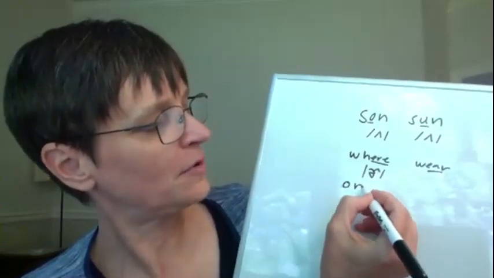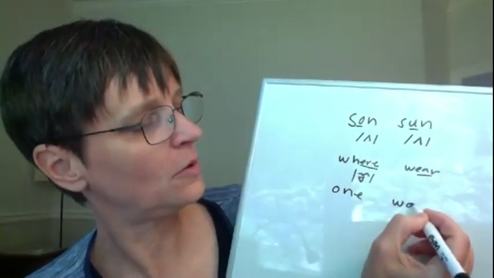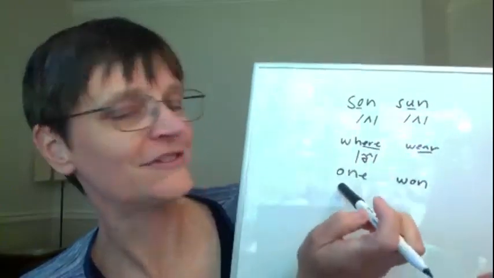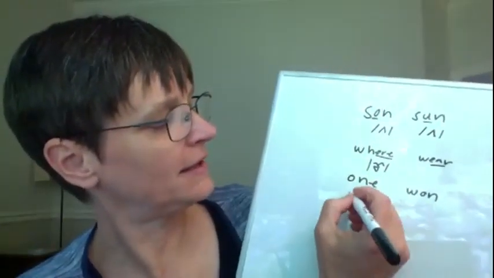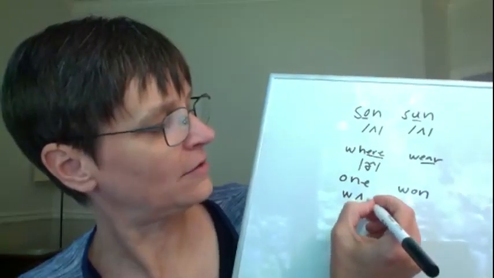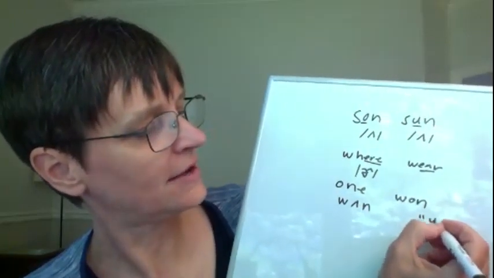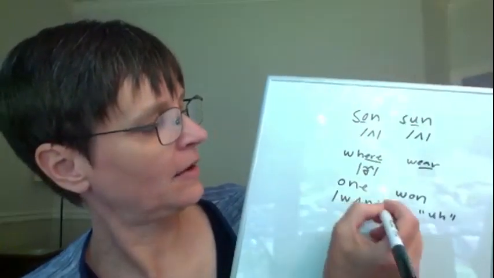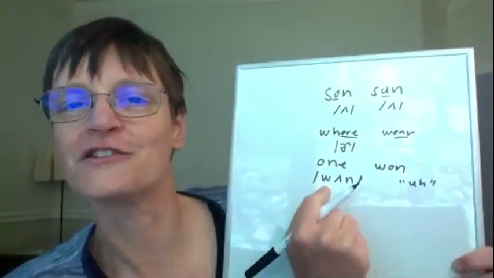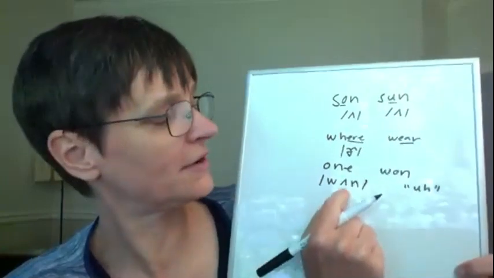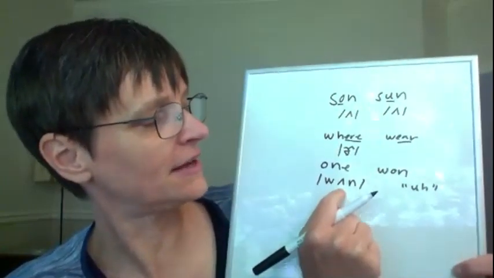Or another example, one and won. This is the number, and this is the verb. And again, they both have the vowel schwa. We often look at a word like one, and we don't think about the fact that the first sound in that word is a w sound, and then there's the schwa sound.